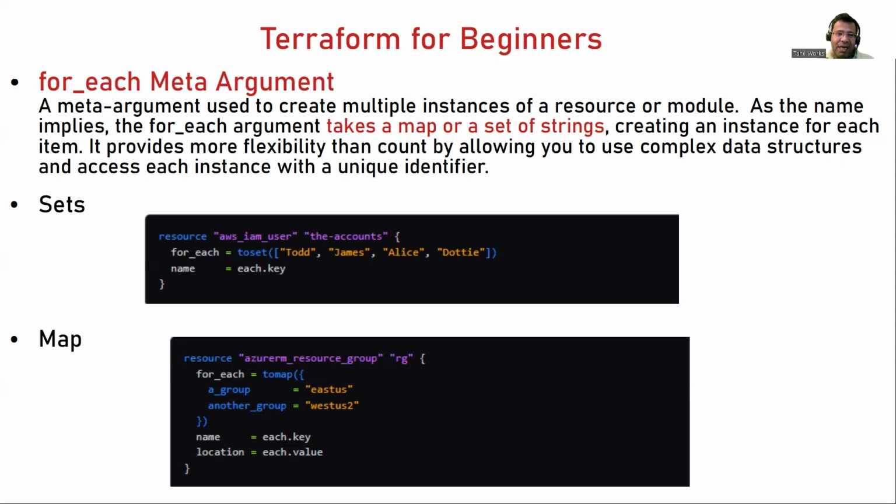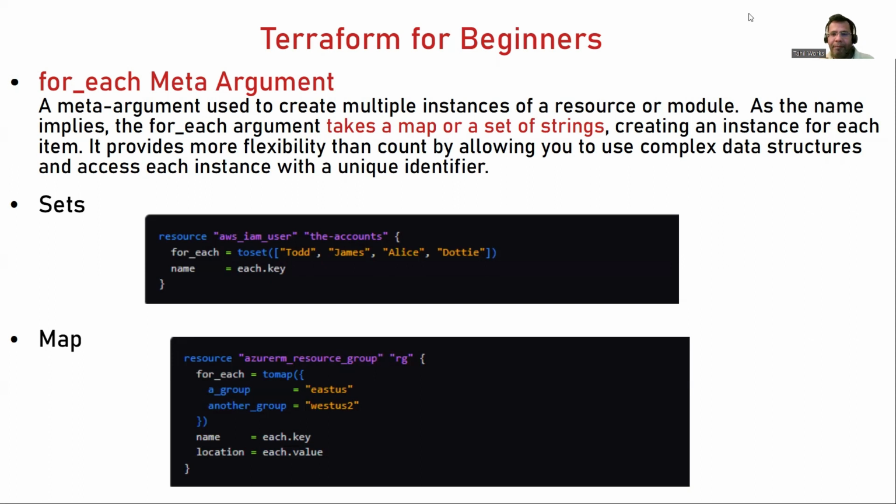So the for_each meta argument is used to create multiple instances of a resource or a module. As the name implies, the for_each argument takes a map or a set of strings, creating an instance for each item. It provides more flexibility than count by allowing you to use complex data structures and access each instance with a unique identifier. Below is the syntax of how you can use for_each with the set as well as the map.